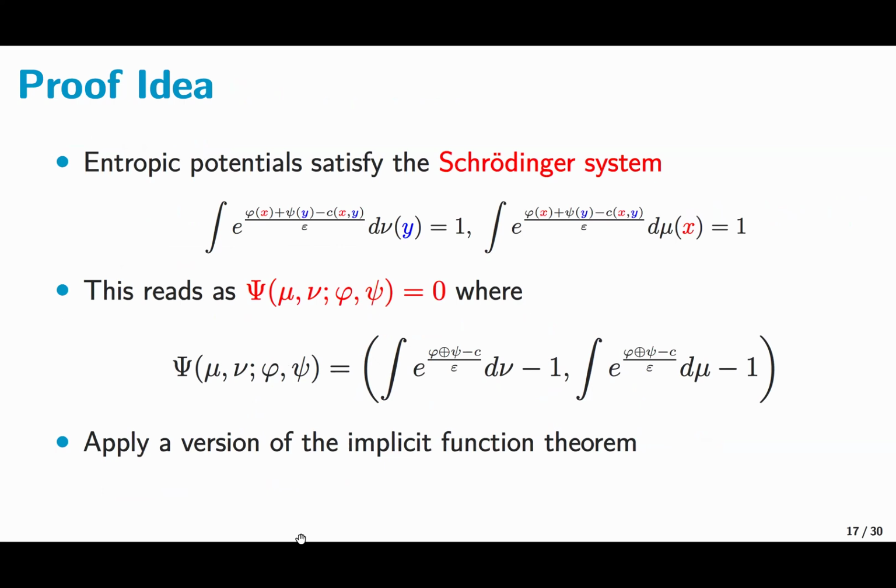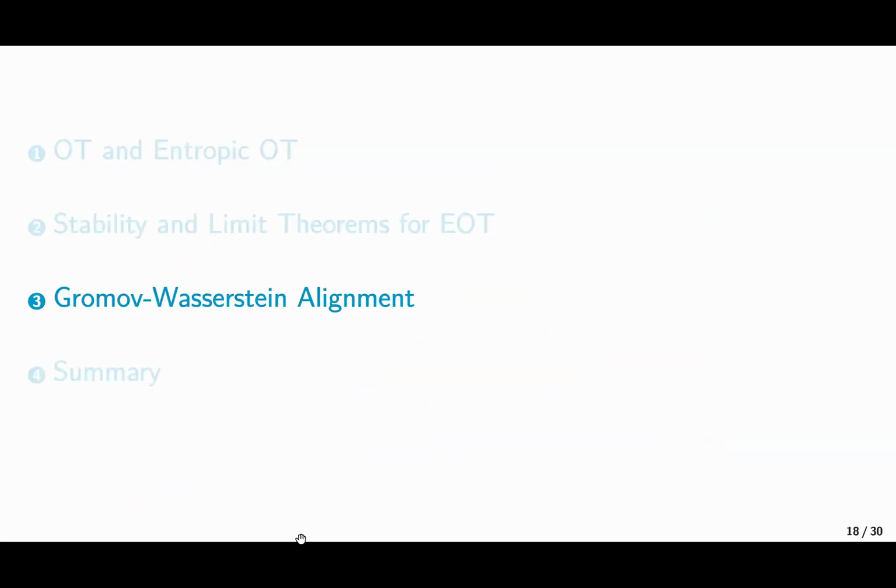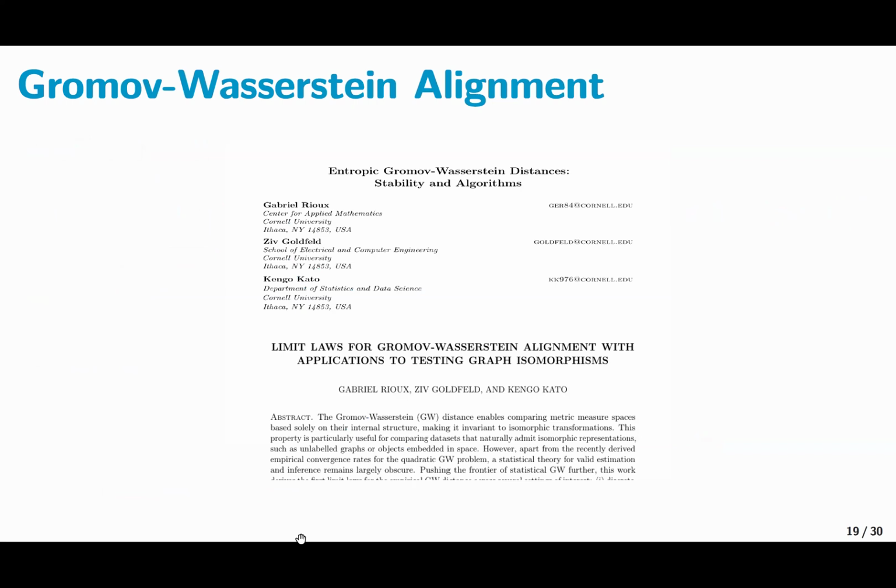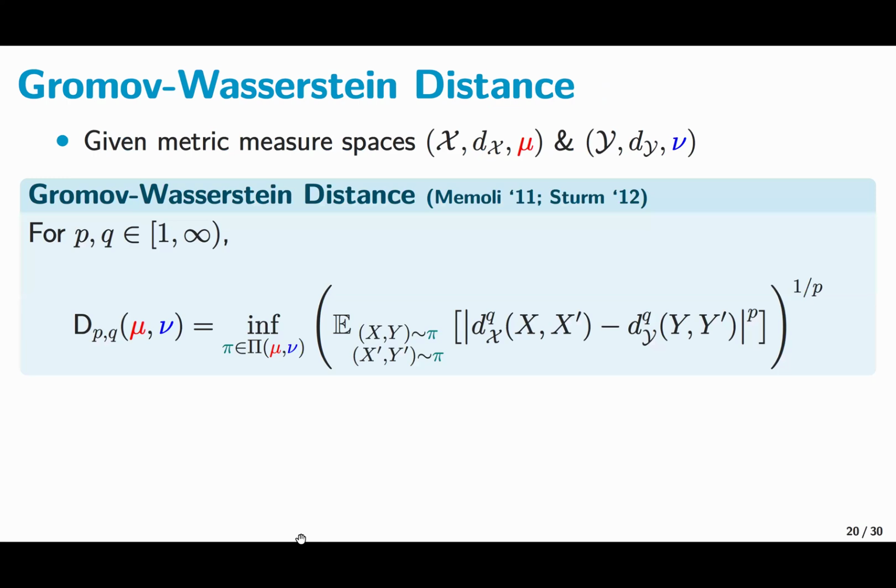Okay, so let's move on to the second part about Gromov-Wasserstein alignment. So this part is based on two papers. The first paper was accepted to JMLR recently, and the second paper was posted recently, so it is still waiting for the first decision. Anyway, you might think that the topic is distant from the first part, but technically speaking, there's a lot of similarity in the analysis. So that's why I wanted to talk about these two things in one talk.